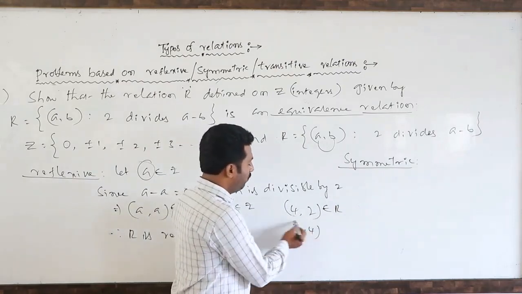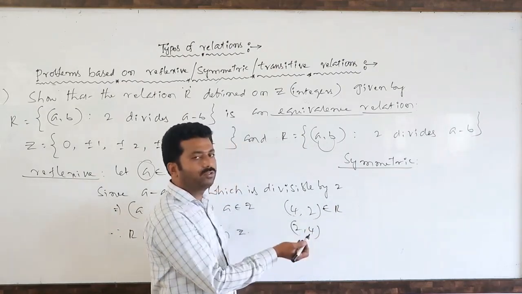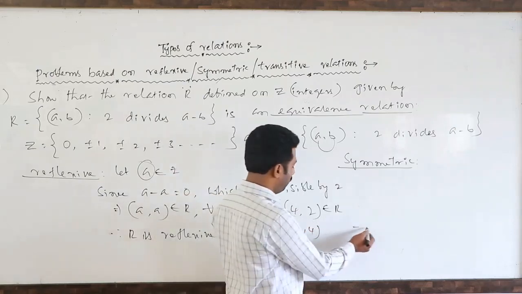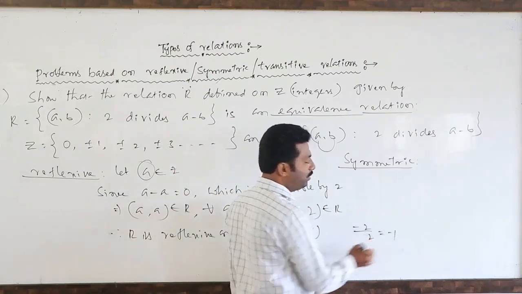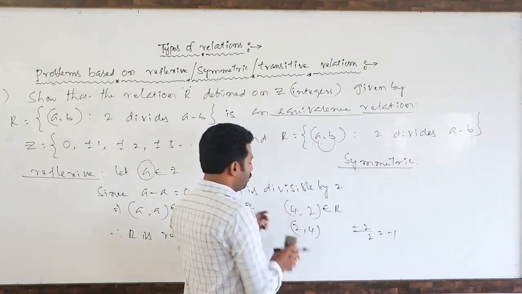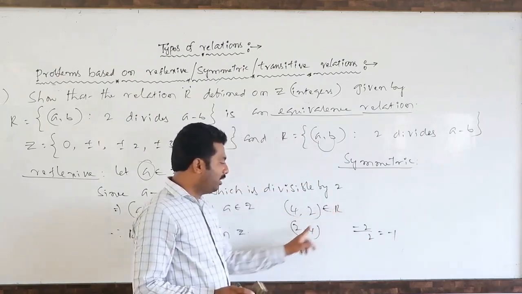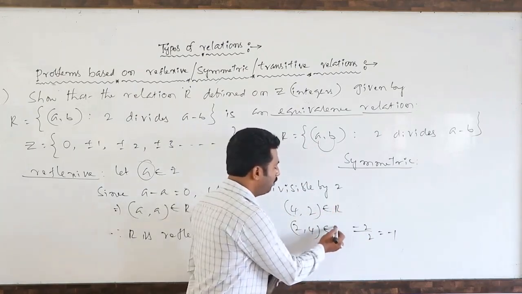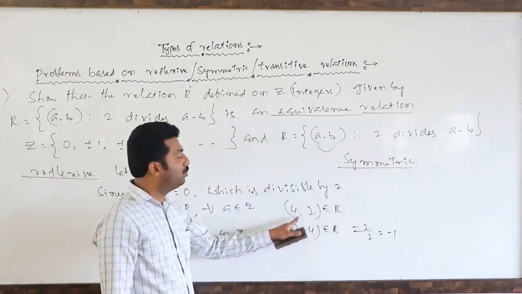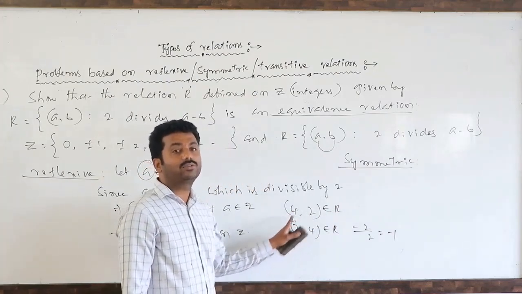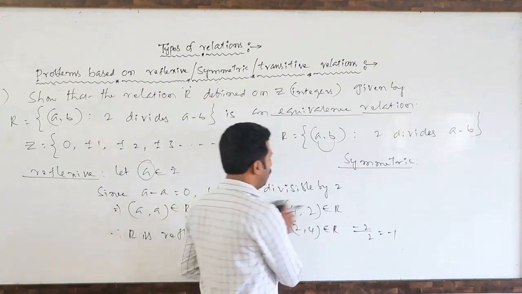What is (2, 4)? 2 minus 4, that is minus 2, is also divisible by 2. Yes. So (A, B) belongs to capital R means (B, A) also must belong to capital R. This is true in integers only.